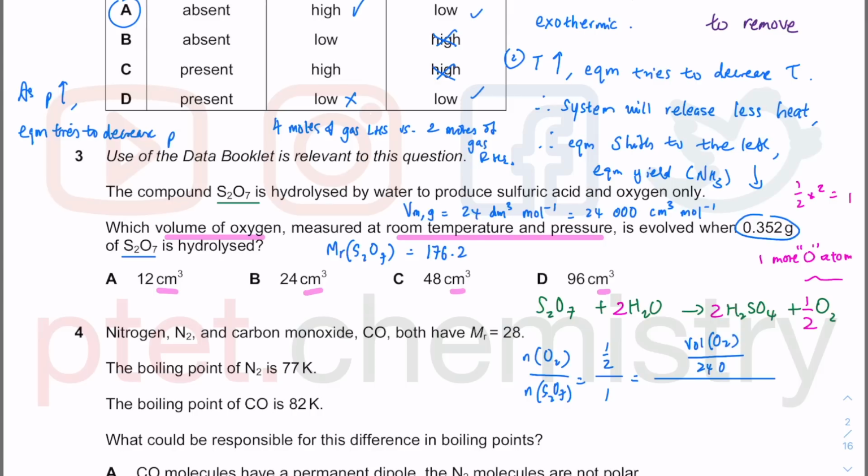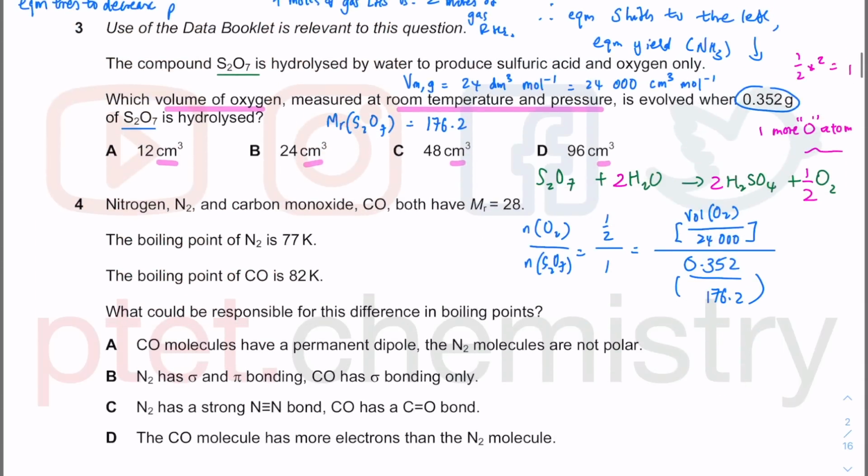And I'll use division by 24,000 because that will be the volume of oxygen in cm cube divided by cm cube per mole. This is the actual mole of O2 that gets produced from this mole of S2O7, which given the reacting mass, will be mass over MR. So that will be divided by 176.2. So what you could do now is you're just doing some math, and you could hopefully see that that will come down to a half multiplied by 0.352 divided by 176.2, and you could bring up to 24,000, and this will be equal to the volume of the O2 when you press your calculator correctly.